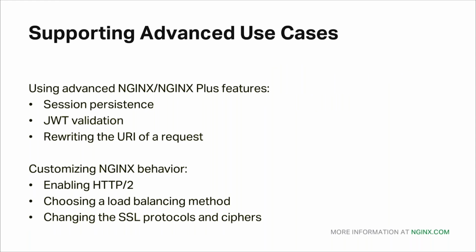There are a lot of cases when you want the Ingress controller to support things like session persistence, request rate limiting, rewriting the request URIs, the things that NGINX is pretty good at. And at the same time, you also might want to customize the behavior of NGINX. For example, enable or disable HTTP2, choose a load balancing method, or change the default SSL protocols and ciphers.